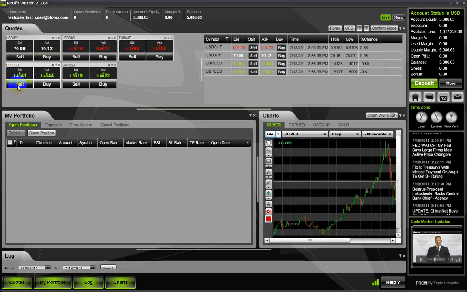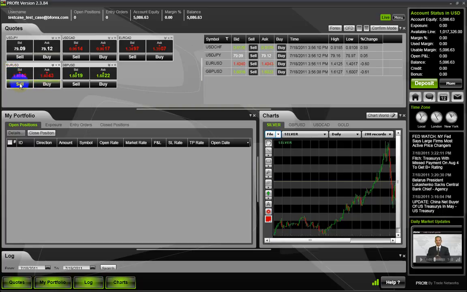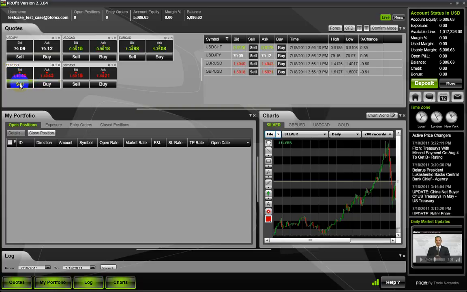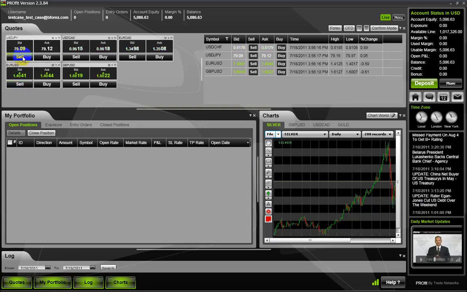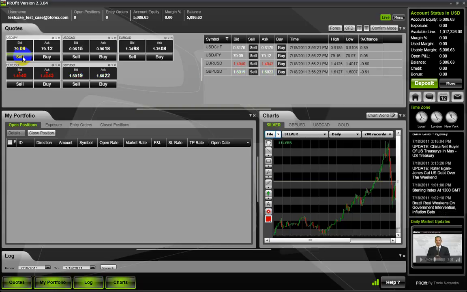So whichever action you do, whether you're buying or you're selling, that happens to the base currency. So for example, if I sell USD/JPY, that means that I'm selling US dollars and I'm buying Japanese yen.